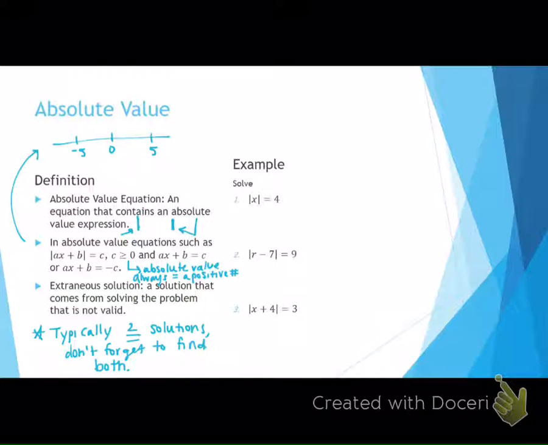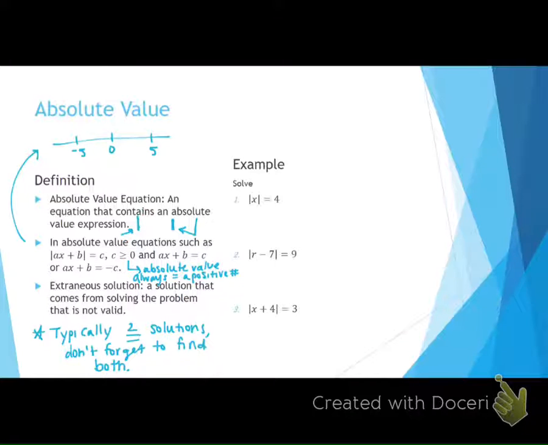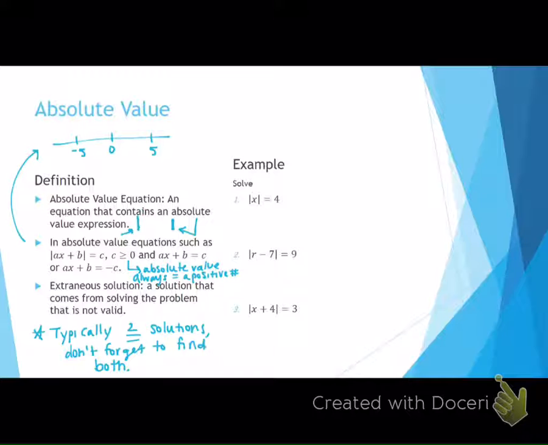So you know how your teachers last year made you check everything? This is why. Because sometimes you're going to get extraneous solutions. Now, when you're solving a normal equation, you will not get an extraneous solution. But in absolute value, it's possible to get an extraneous solution.